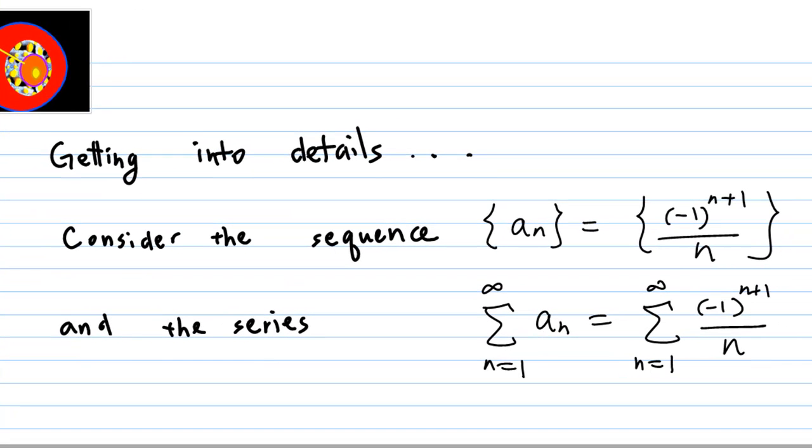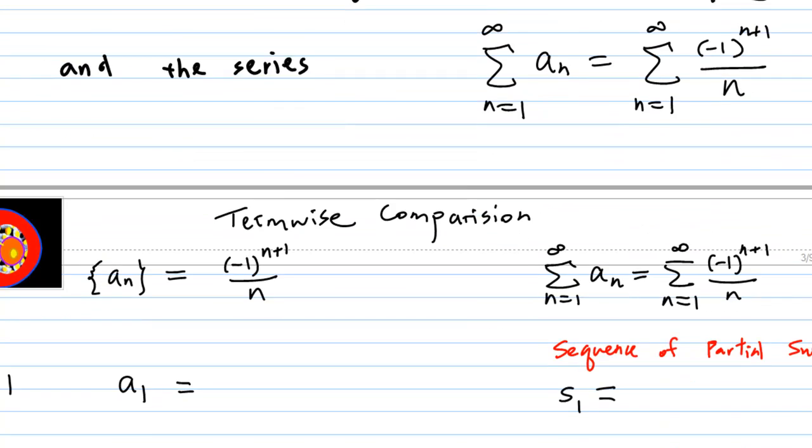Getting into details, consider the sequence a sub n equal to minus 1 power n plus 1 over n, and the corresponding series summation of a_n, which is summation of minus 1 power n plus 1 over n. Let's examine them term by term.